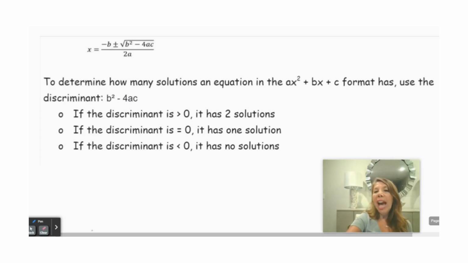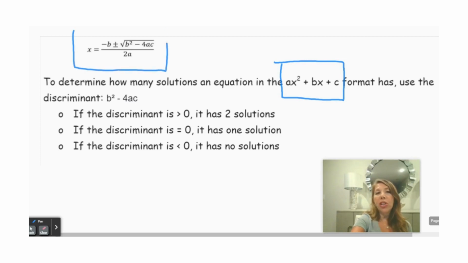So whenever we have an equation in the format of ax squared plus bx plus c, if we are asked to find out what the solutions of this equation are, we would use the quadratic equation, which is listed right here. And that is x is equal to negative b plus or minus the square root of b squared minus 4ac all over 2a.